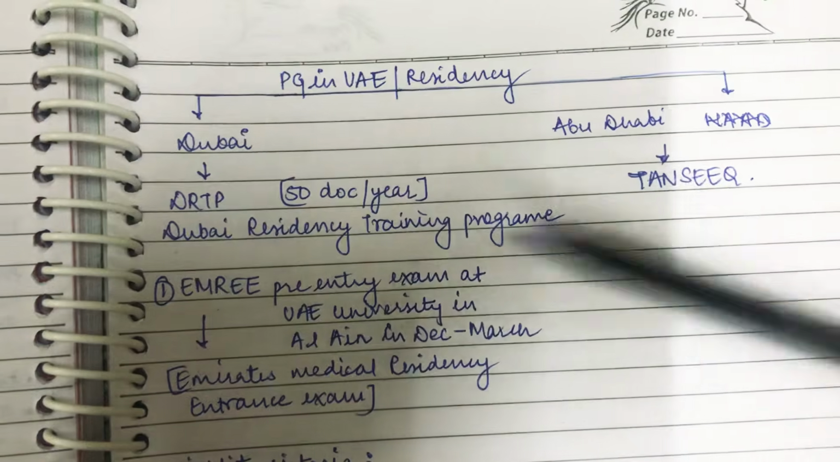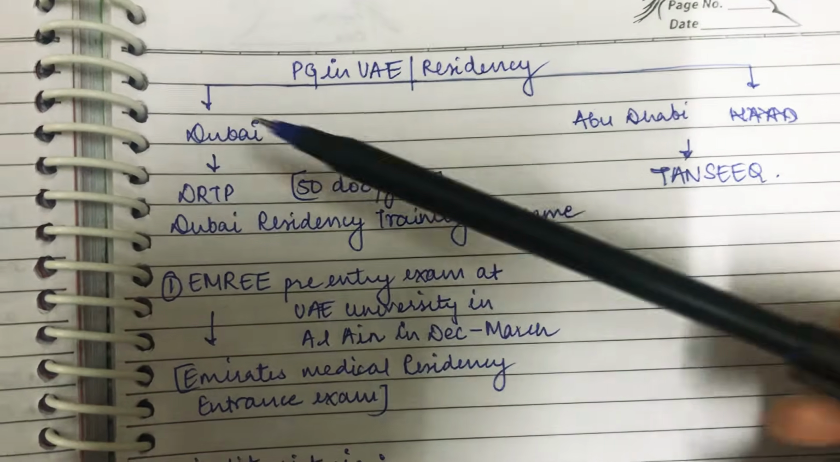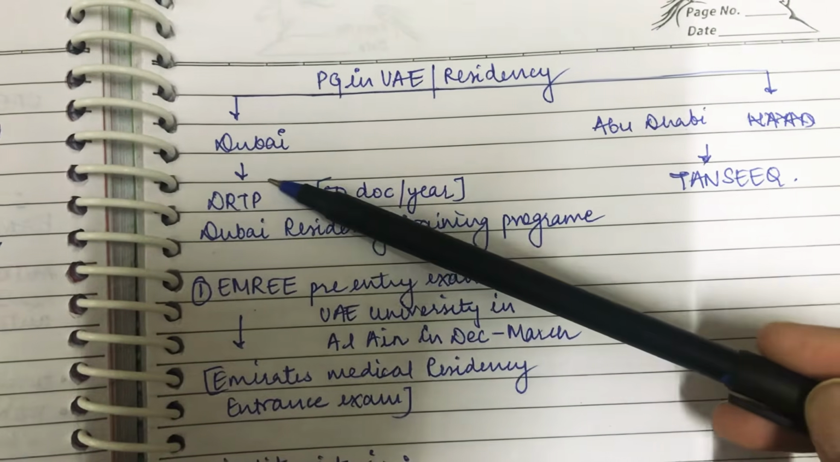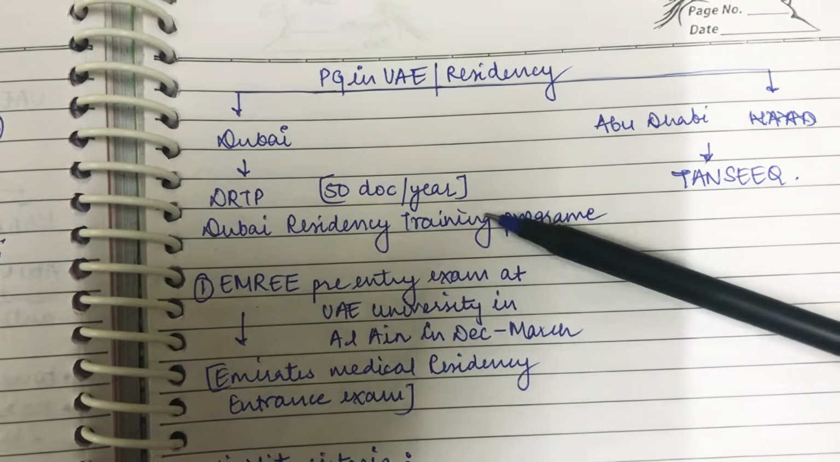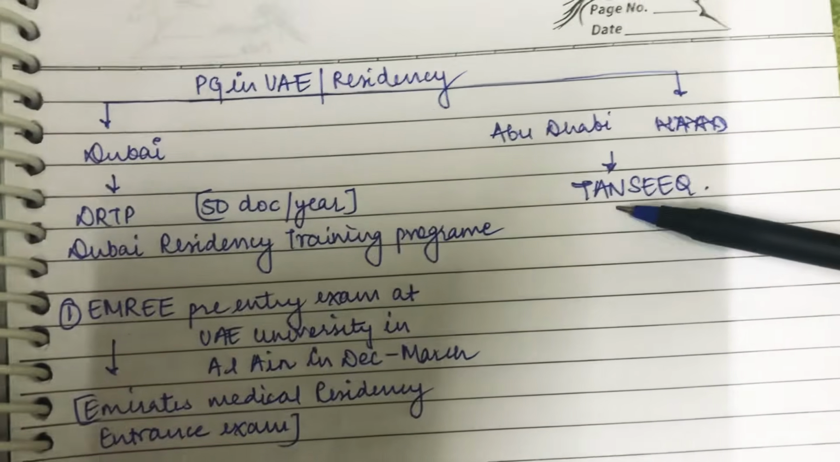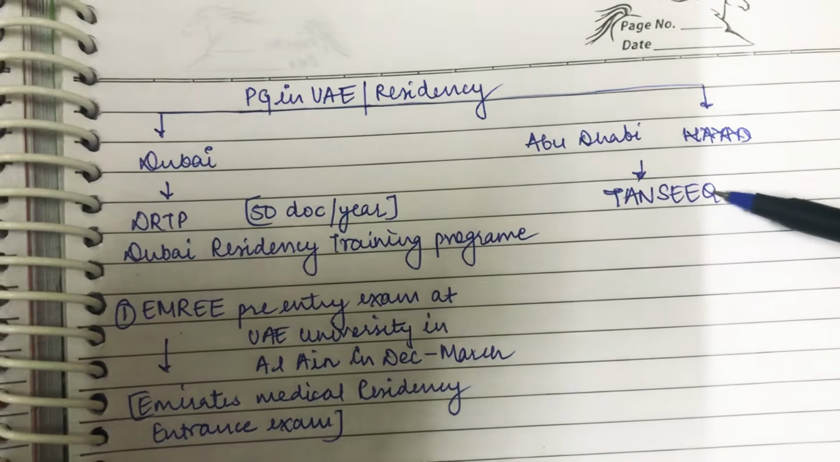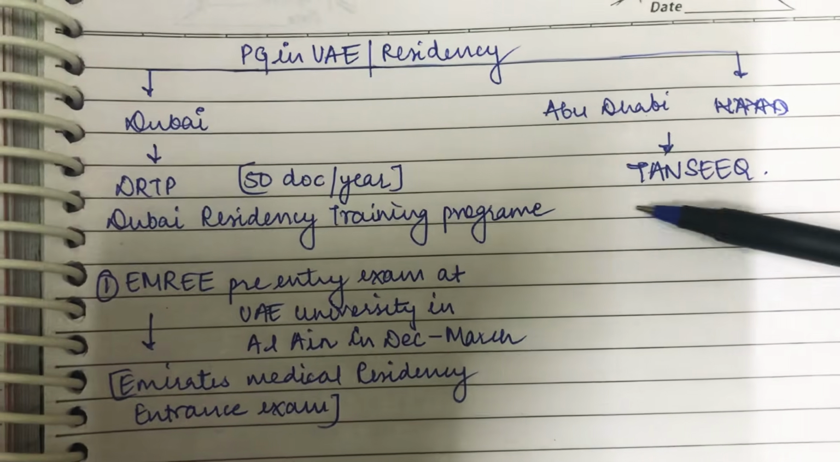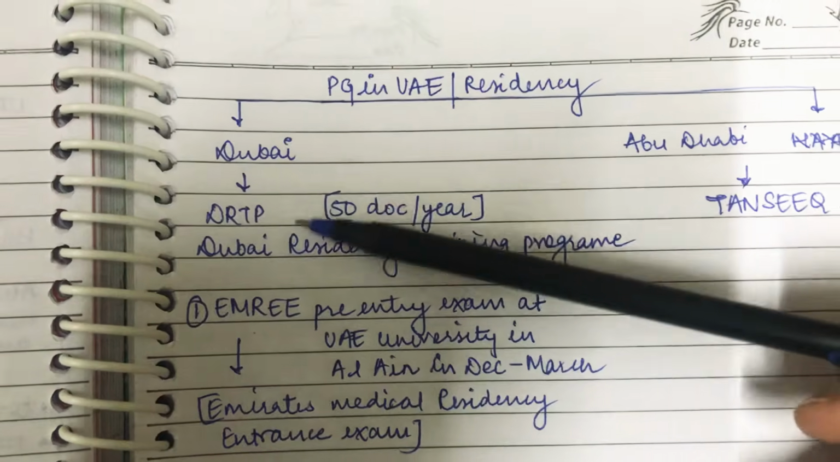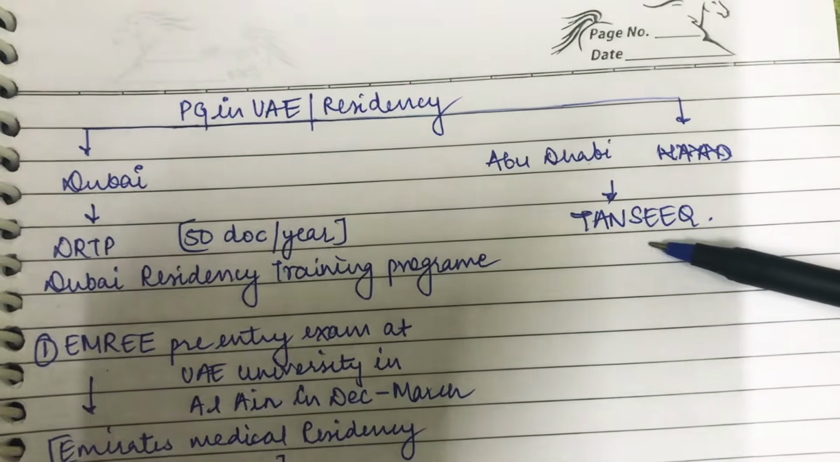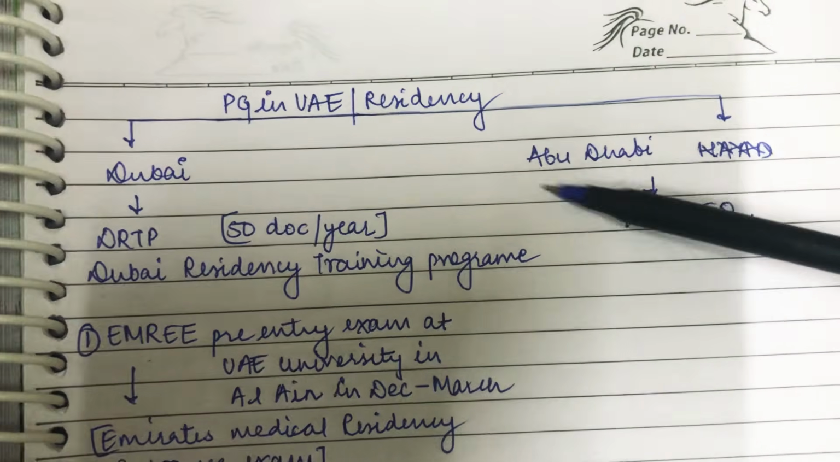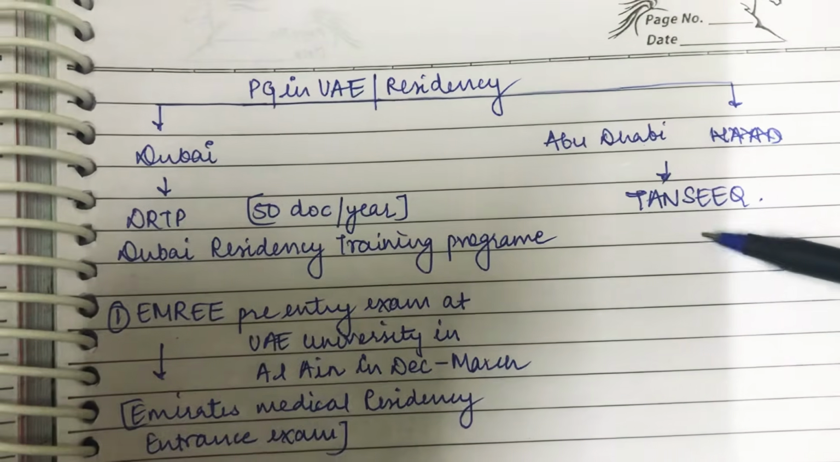Now in this video we are going to talk about 2 different examinations, or 2 different programs. The first one is DRTP, which stands for Dubai Residency Training Program. Another one is TANSEEQ. DRTP is if you wish to do your residency in Dubai, and TANSEEQ if you wish to work in Abu Dhabi. We will talk about this in a bit.